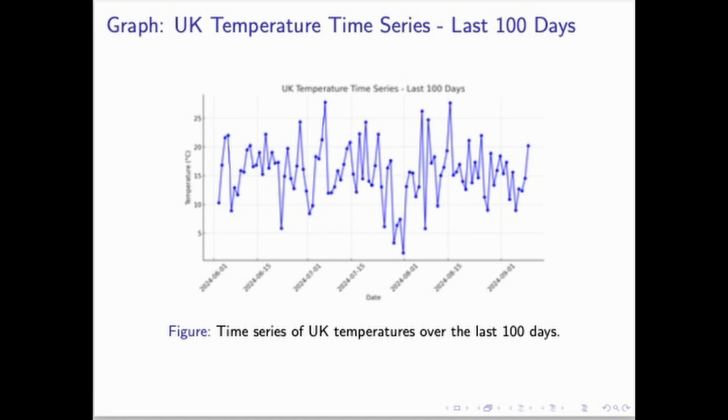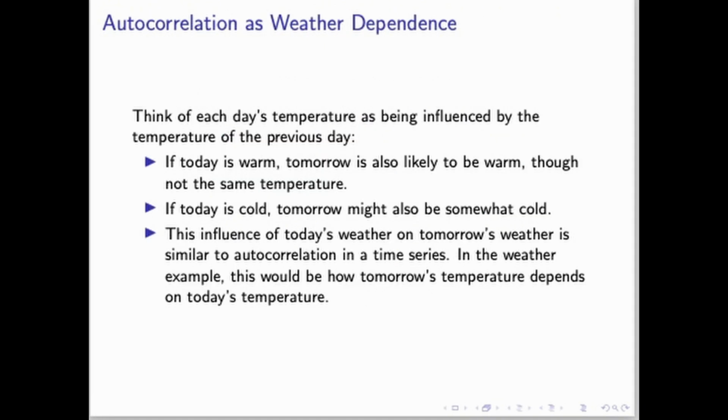Here is a graph of UK temperatures over the last 100 days. Each data point represents the daily temperature. Notice how consecutive days' temperatures are similar, which reflects autocorrelation in the time series. Think of each day's temperature as influenced by the previous day. If today is warm, tomorrow will likely be warm. Although they are not necessarily identical, if today is cold, tomorrow may also be cold. This influence is similar to how autocorrelation functions in time series.